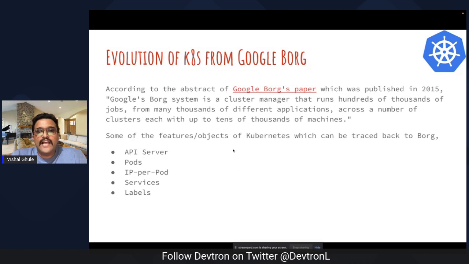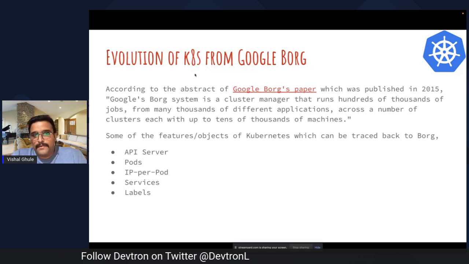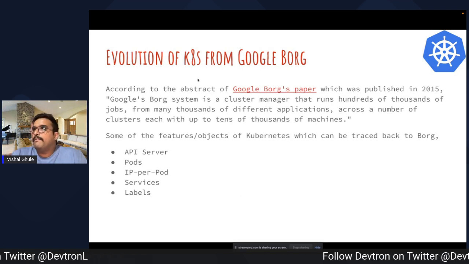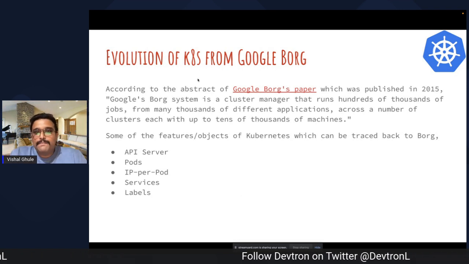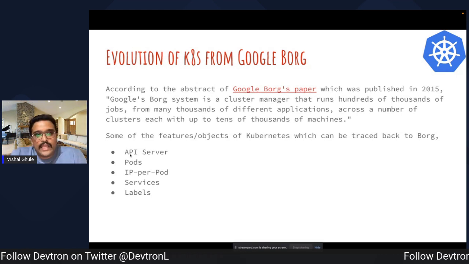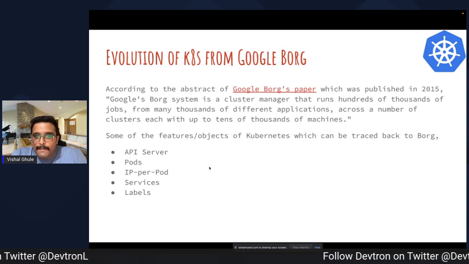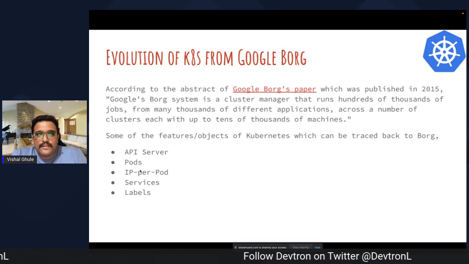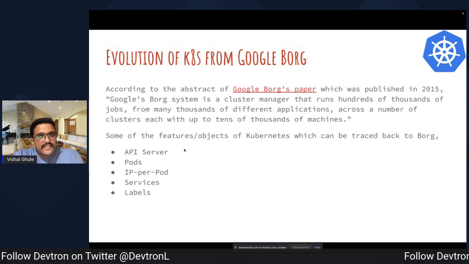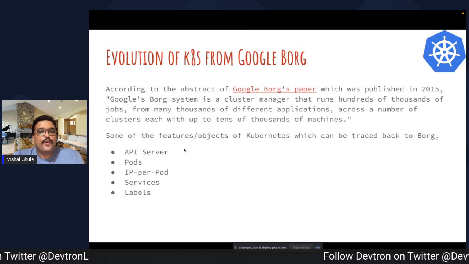So Kubernetes started evolving from this Borg system. That's why Kubernetes was written by Google, inspired by the Borg system. If we take some features Kubernetes borrowed from Borg, those are the API server, pods, IP per pod, services, and labels. All these features were used by the Borg system and have been inherited by Kubernetes. So we can consider that Kubernetes evolved from Google's Borg system.